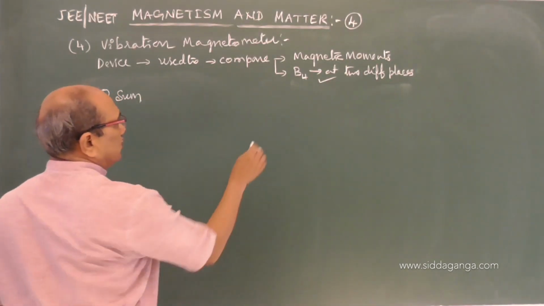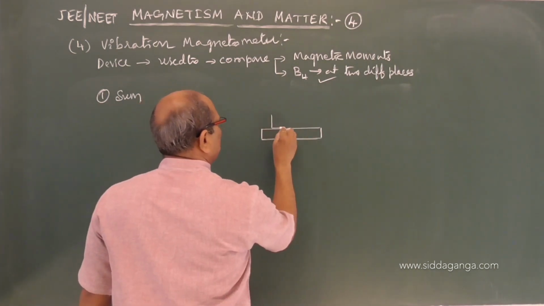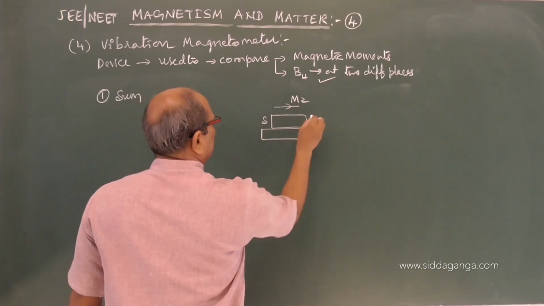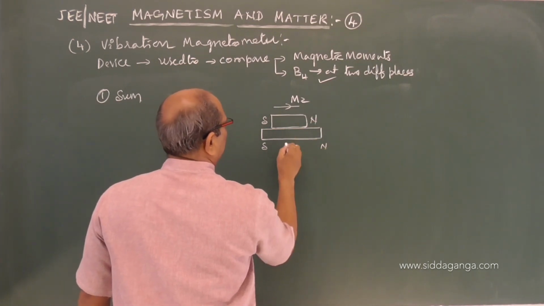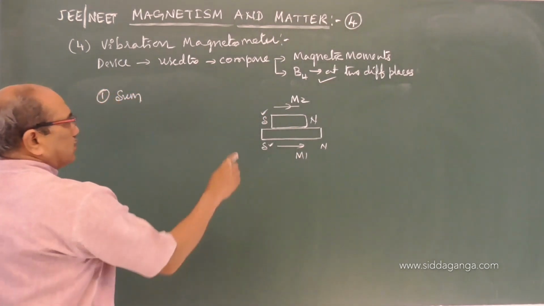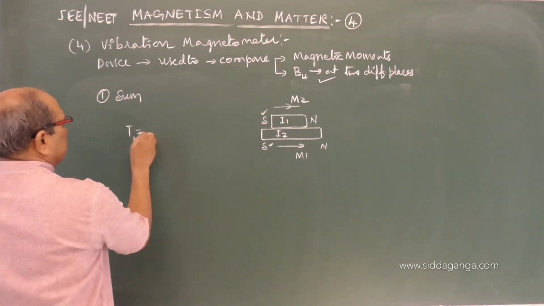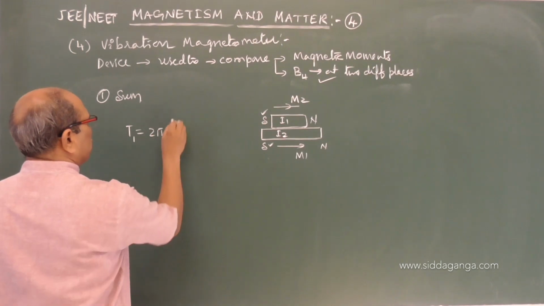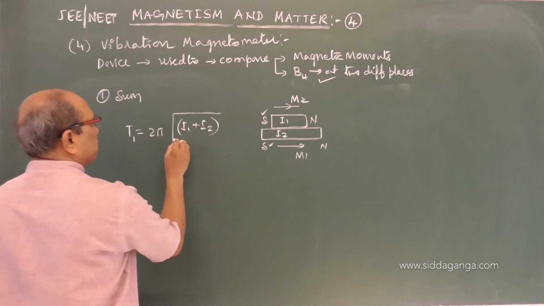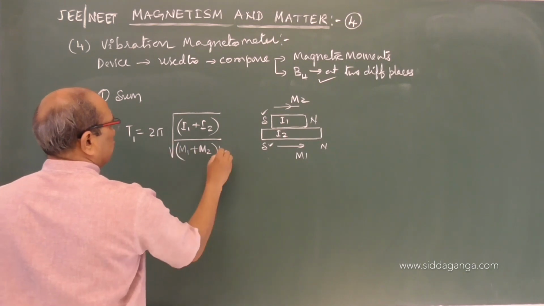One method: two magnets are placed one above the other with like poles together, with the M2 S and N of M1. So like poles together, and their moments of inertia are I1 and I2. T1 may be estimated using 2π√((I1 + I2)/((M1 + M2)BH)), as the total moment of inertia is I1 plus I2, and both moments are in the same direction, M1 plus M2, into BH.